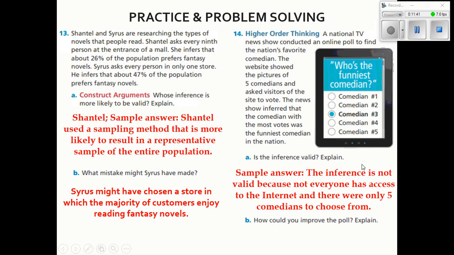How could you improve the poll? Well, expand the poll to other locations. You might put out tallies that you have people fill in coming in and out of a store. Remember, they said here they conducted an online poll. You could have people standing outside of a mall asking random people to come in. You could even put a letter in the mail asking different addresses at random and seeing which people write back to you.